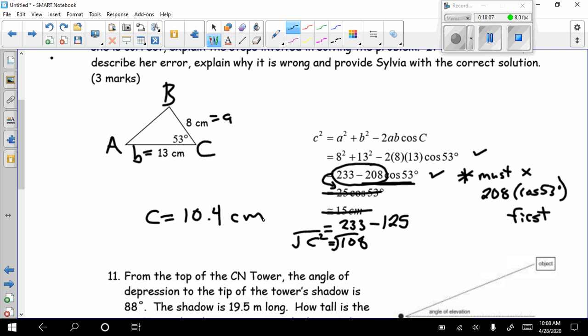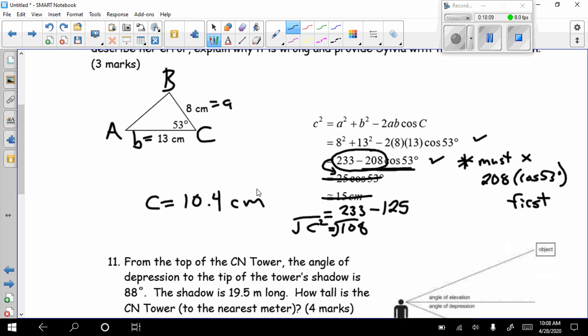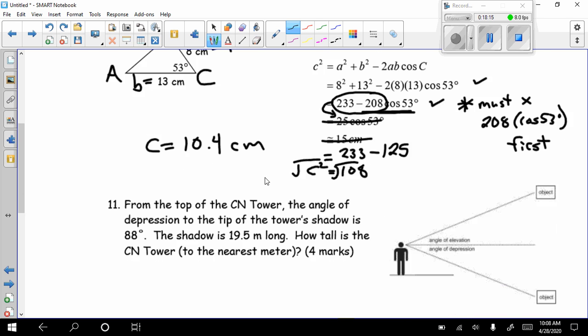So I've made the correction. I've tried to indicate where they made their mistake. That's perfect. Okay. Here we go. Number 11.